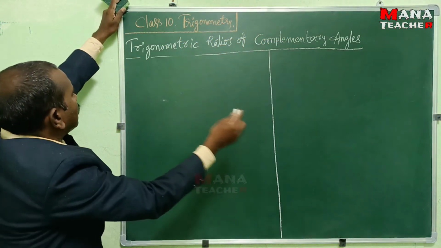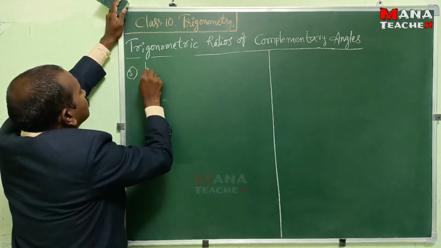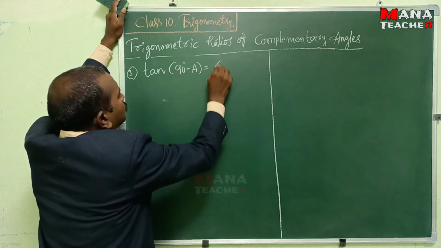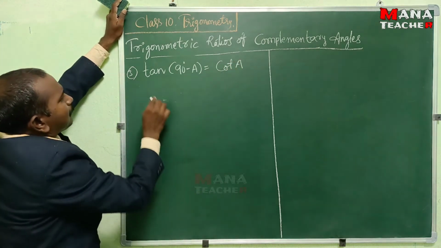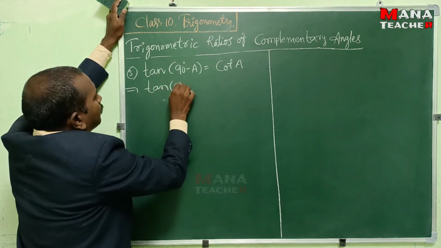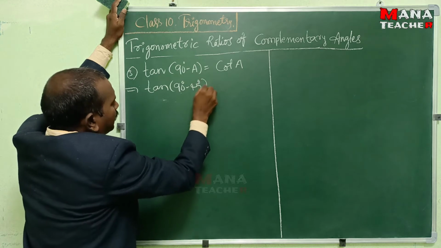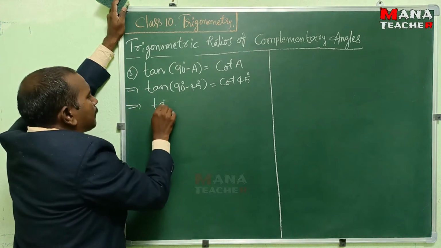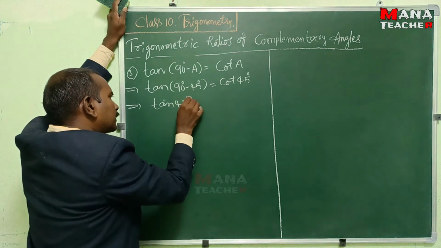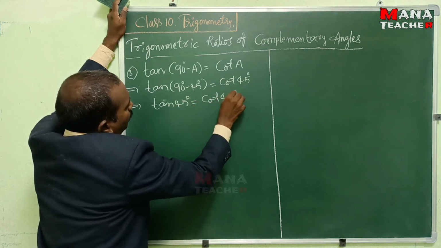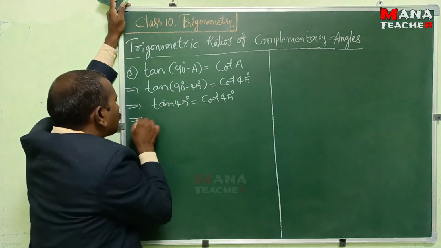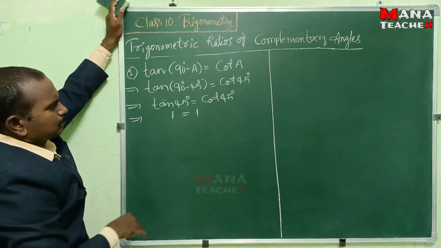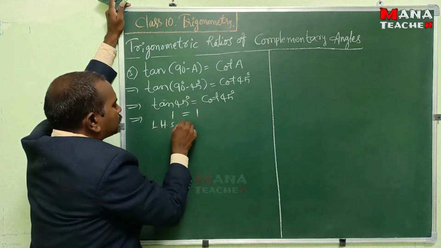Now the third one, tan(90 degrees minus A) equals cot A. Now tan(90 degrees minus 45 degrees) equals cot 45 degrees. Now the value of tan 45 is 1, equals cot 45, also 1. Here LHS equals RHS.